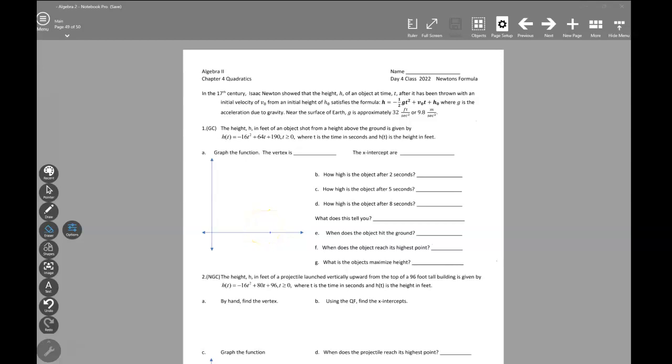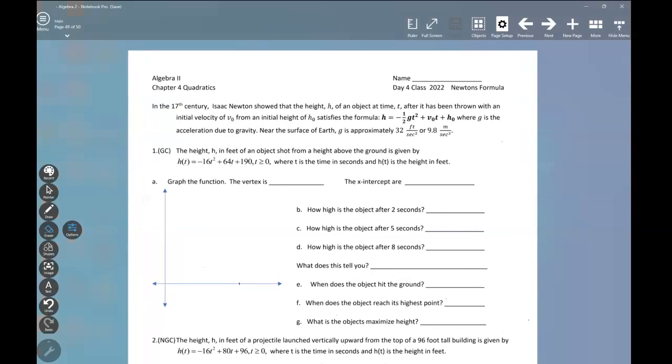Okay, so Newton's formula is from the 17th century. Isaac Newton showed that the height h of an object at time t after it has been thrown with an initial velocity v sub 0 from an initial height of h sub 0 satisfies the following formula.